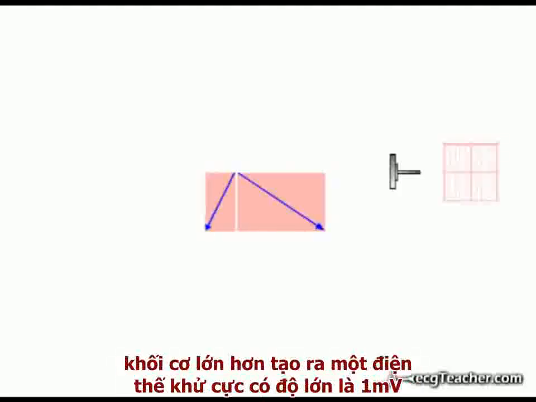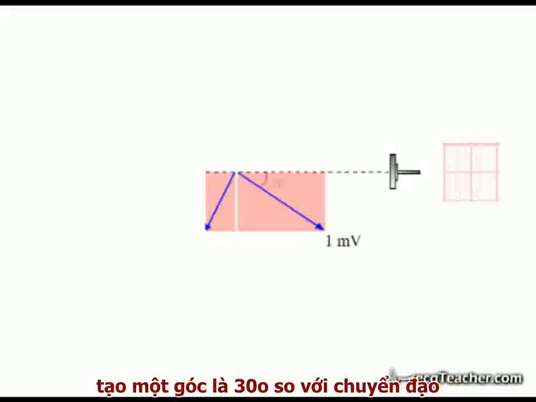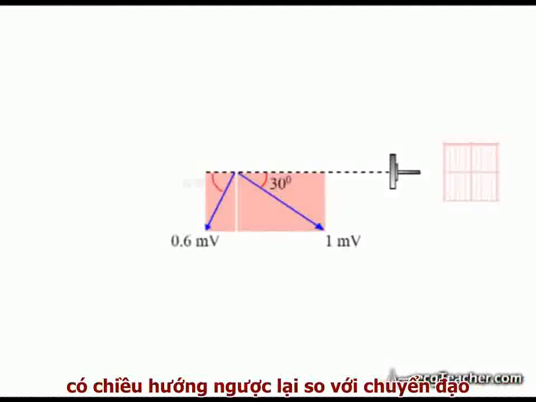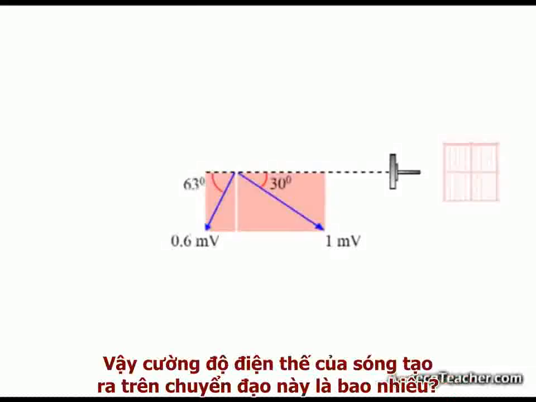The mass of muscle in the larger section is sufficient to generate a voltage of 1 millivolt, and it is traveling through the muscle in the plane of the screen at an angle of 30 degrees off the direct line to the lead. The depolarization voltage generated in the smaller section is 0.6 millivolts, moving away from the lead at 63 degrees off the direct line. What is the magnitude of the deflection produced in the lead?